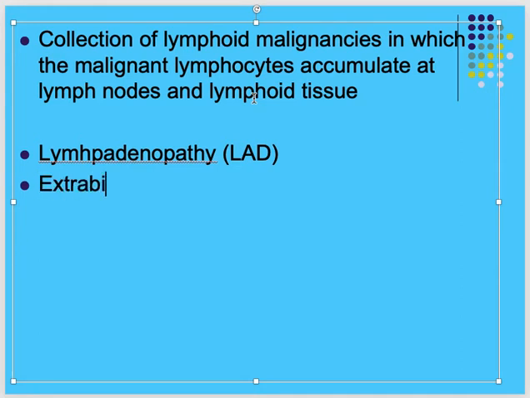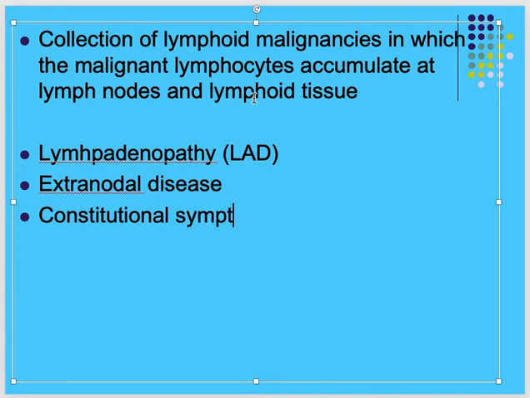Also, there is extranodal disease. Extranodal means other than lymph nodes. For example, the spleen can get involved, the liver can get involved, and any other organ can get involved. And the third thing is constitutional symptoms, or you can say the B symptoms, which I already talked about before, right? The weight loss, the temperature, the night sweats, and the exertion.